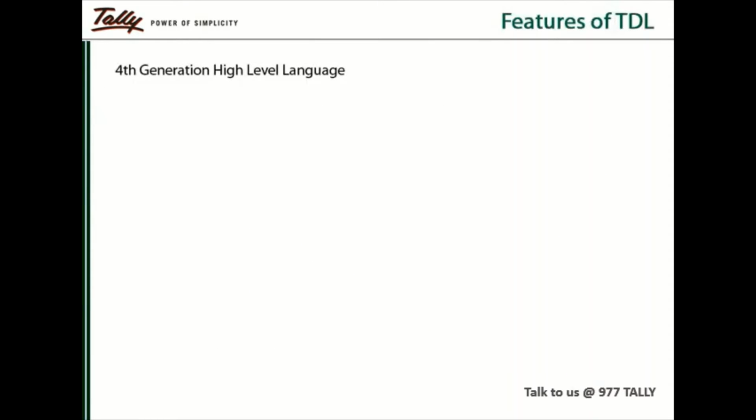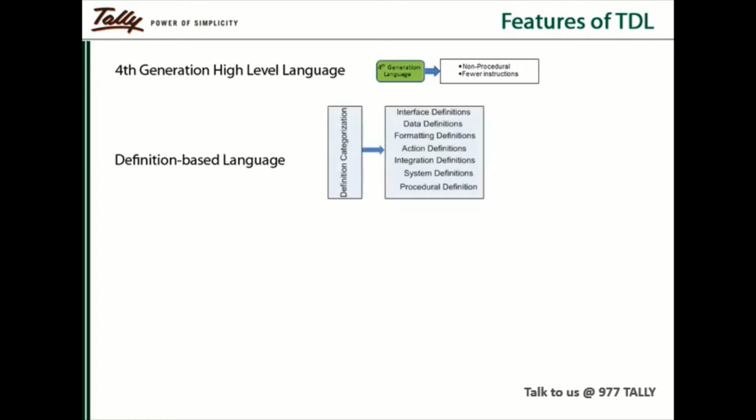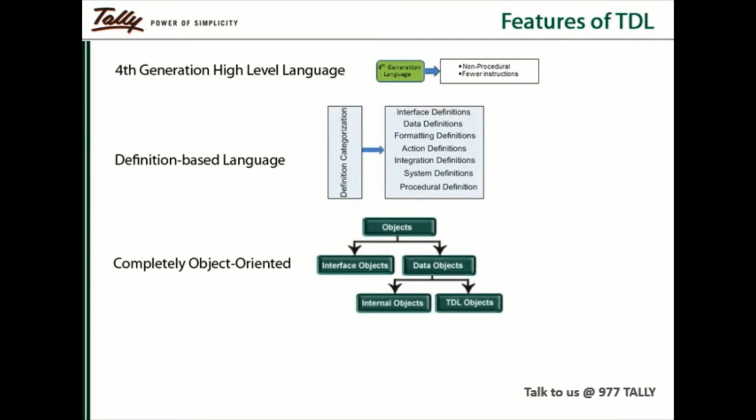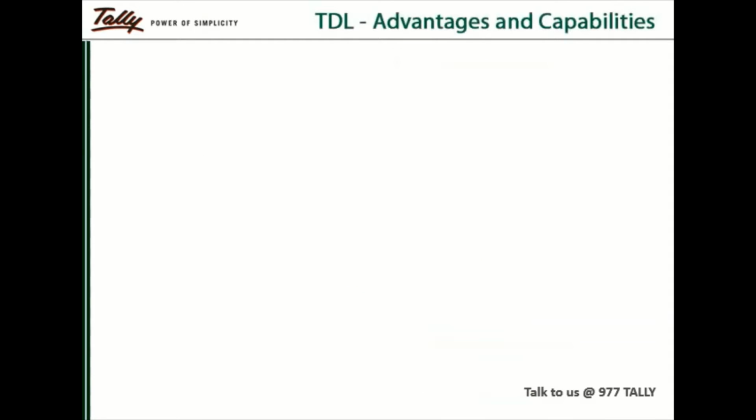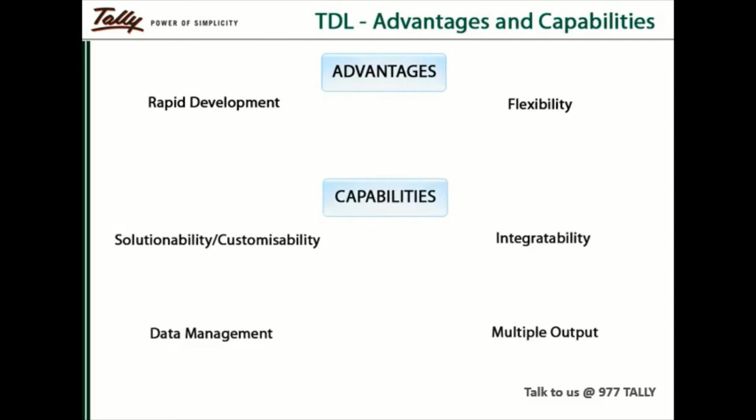Being a fourth generation high-level language, TDL is basically non-procedural in nature. The entire code is composed of a set of definitions which belong to various categories. It's an object-oriented programming language. Actions in TDL take place based on user interaction. The action can be pressing a button, pressing a key, or selecting a menu item. TDL has got a number of advantages and is endowed with enormous capabilities.